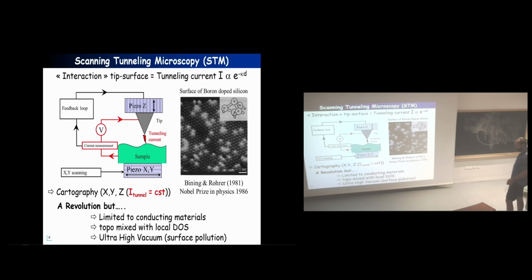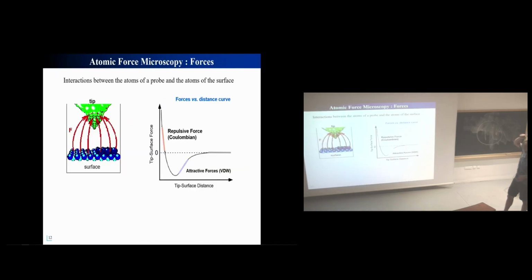And also, the most important limitation with conducting material is you have to use ultra-high vacuum, because if you can see atoms on the surface, of course, you don't want to have any foreign atoms on your surface. So that's why rapidly people thought maybe we could use something else than the tunneling current. And this is the idea of the atomic force microscopy.